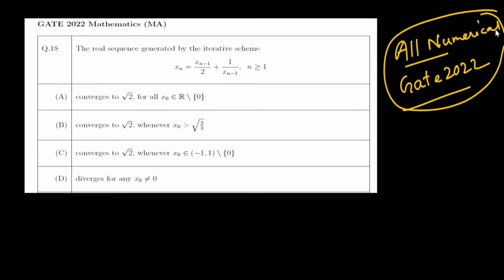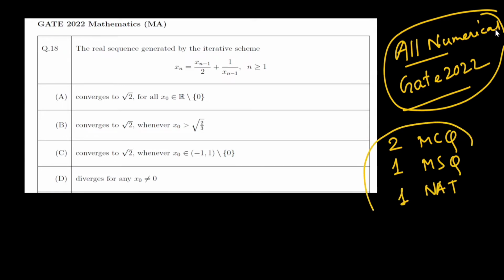And in this year, GATE 2022, there are 2 MCQ, 1 MSQ and 1 numerical answer type question that come from numerical analysis. So let's start with question number 18, which is an MCQ.